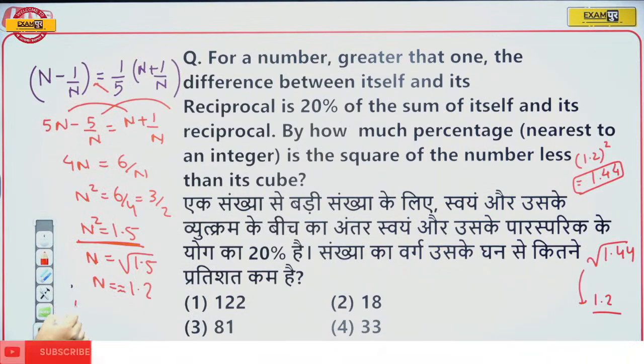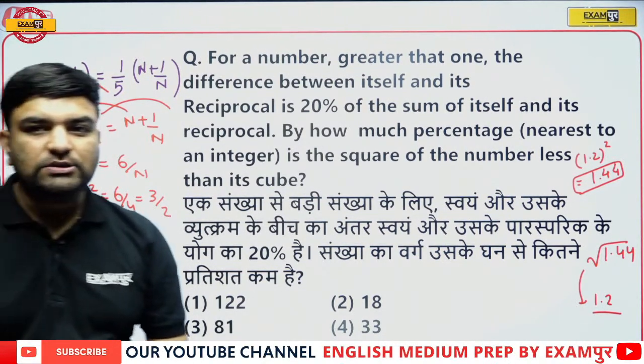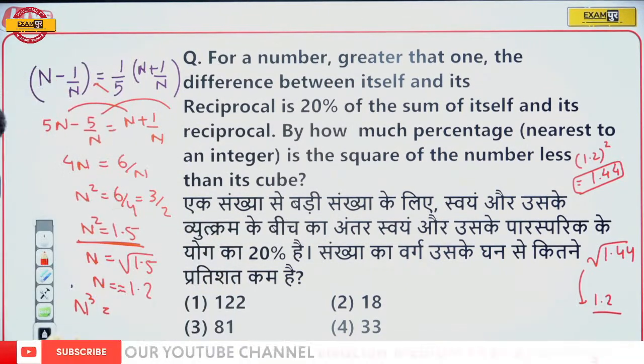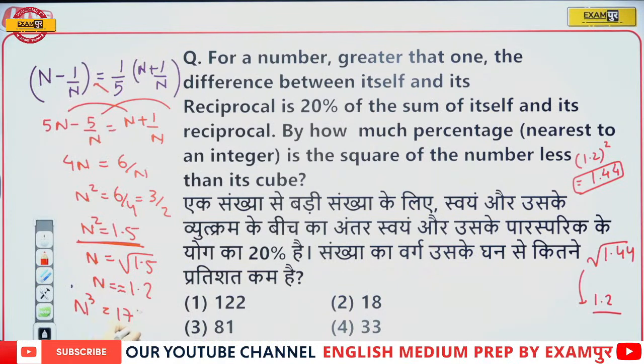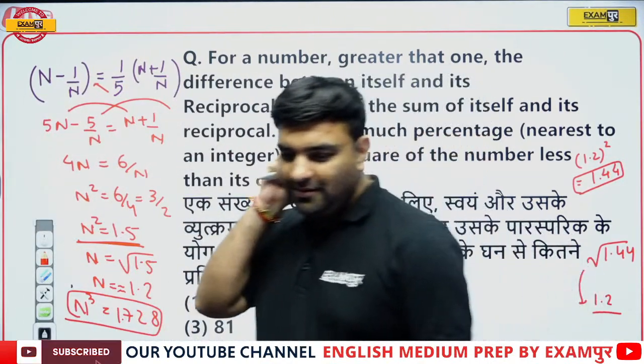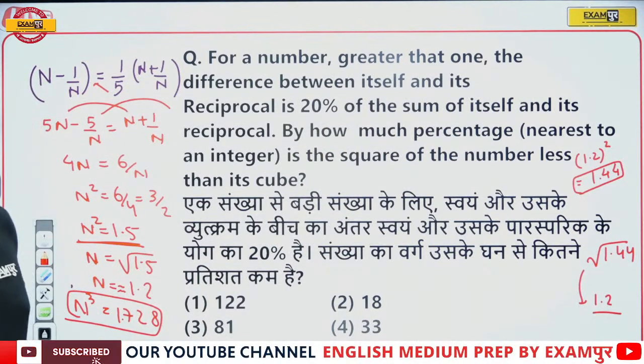So what is going to be n cube? 12 ka cube is 1728. 1 decimal, so here it would be 3 decimal. So 1.728. Huge logics. Great logics. So n cube is going to be 1.728.